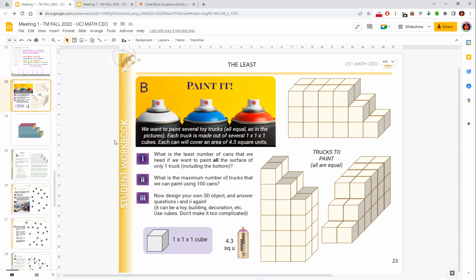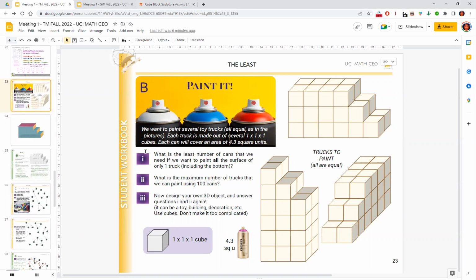We want to paint several toy trucks, all equal, as in the pictures, and each truck is made out of several one by one by one unit cubes. Each can of paint will cover an area of 4.3 square units. So before jumping to the puzzle, I think it's important that you recognize what your students would like in terms of art, or what toys they like, or what buildings, solid structures. Discuss a little bit about what surface area means. So, introduce the problem.